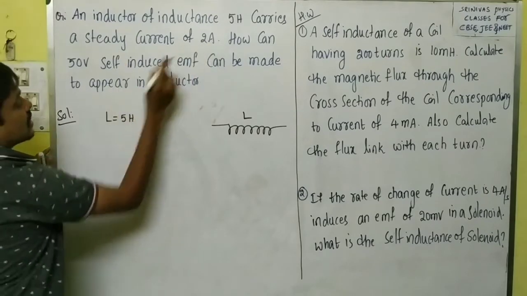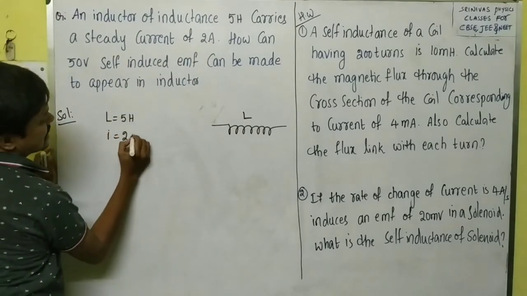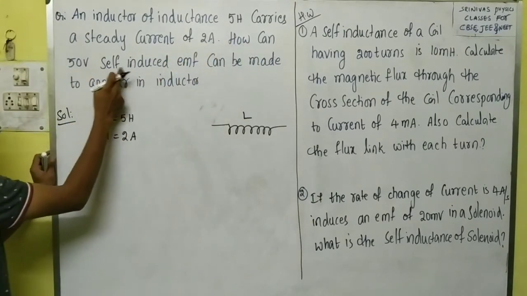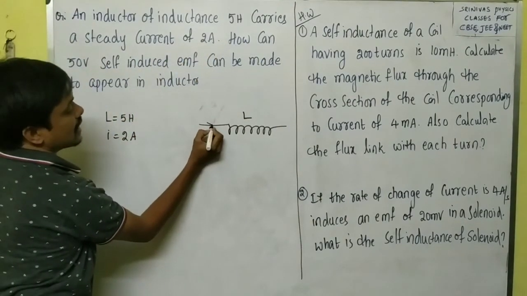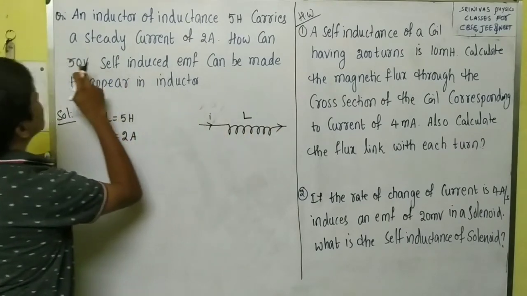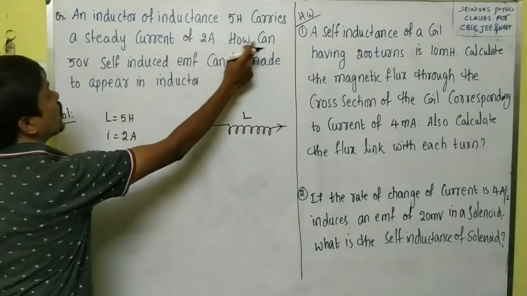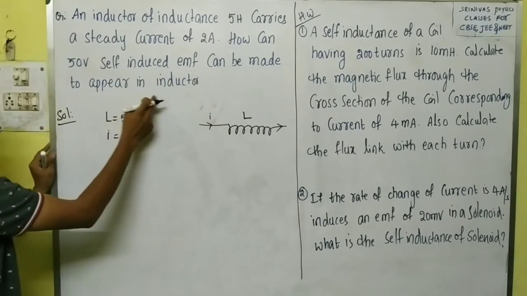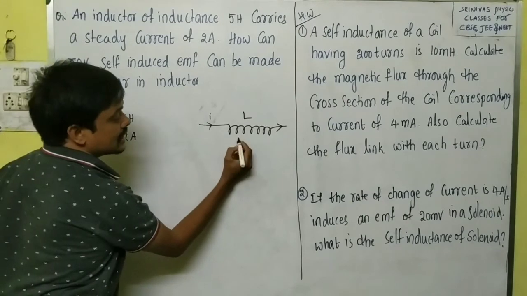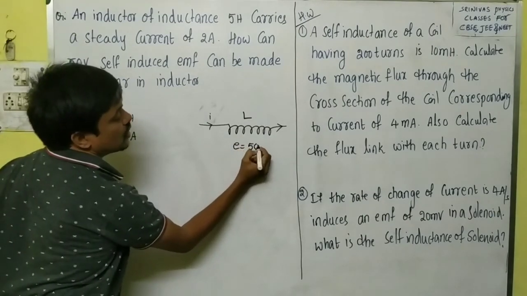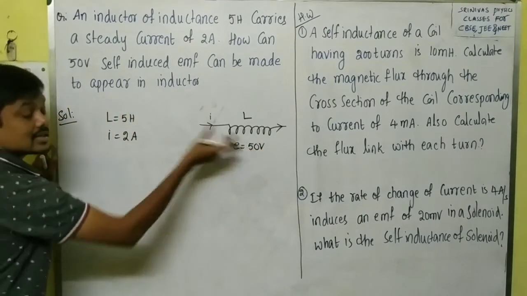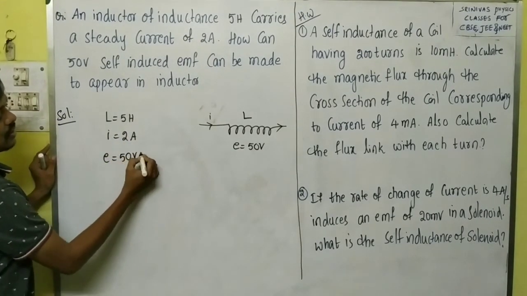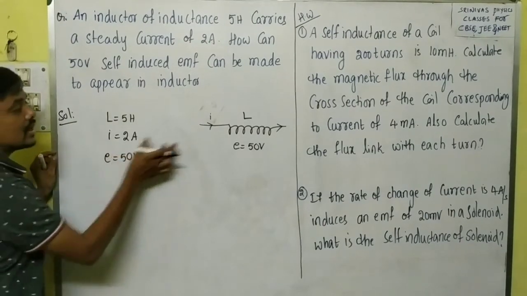Carries a steady current of 2 amperes. What carries? Steady current means constant current, 2 amperes. How can 50 volt self-induced EMF be made to appear in the inductor? In this, some constant current is passing, that is the 2 amperes. In this inductor, we want to induce a 50 volt potential difference, EMF. Okay, how can you induce 50 volt EMF?